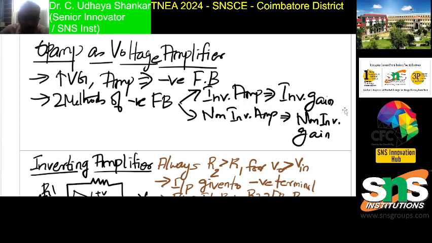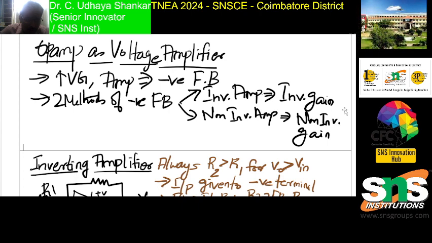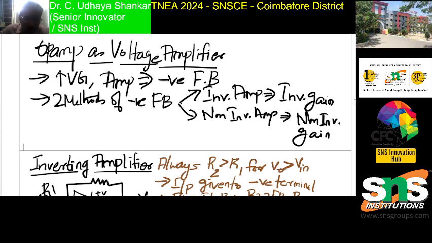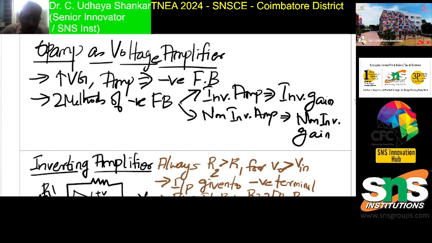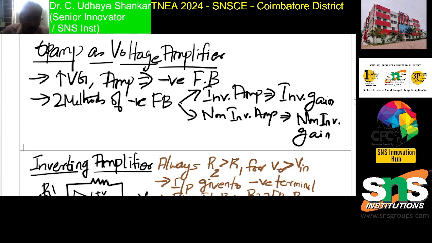But it's been used in many other applications like building clippers, clampers, wave shaping circuits, and countless applications. Initially, since it was found or invented for amplification applications, it is called OPAMP. So let's discuss in this video how OPAMP can be used as an operational amplifier.